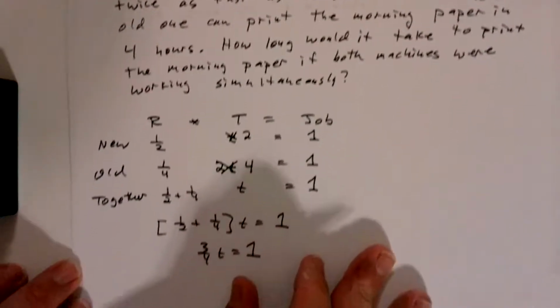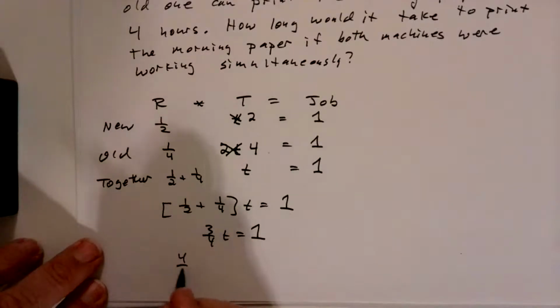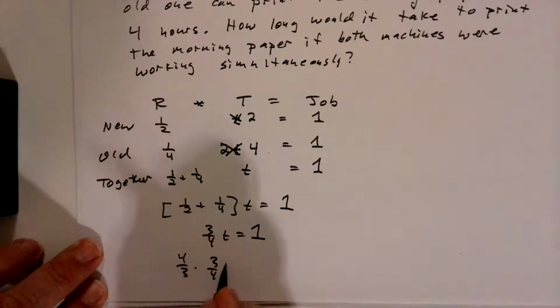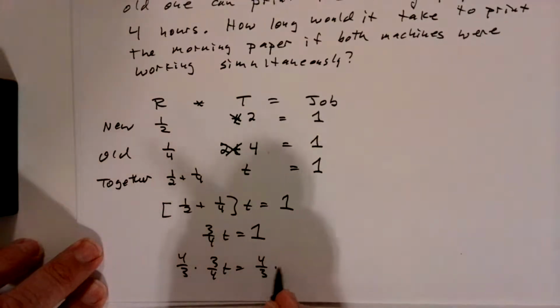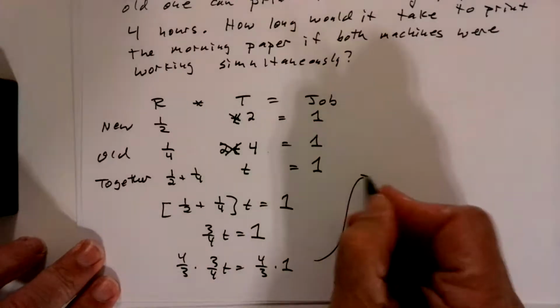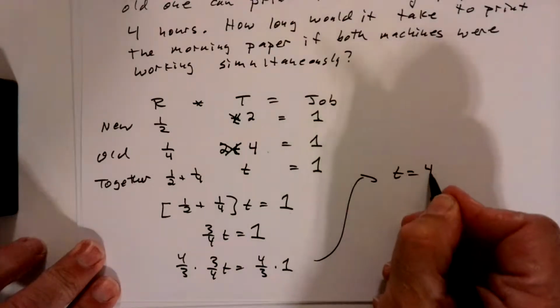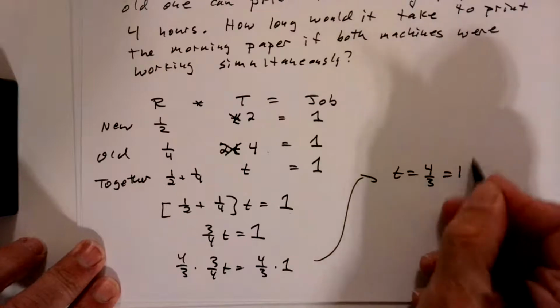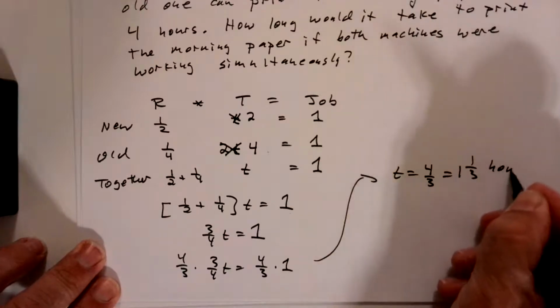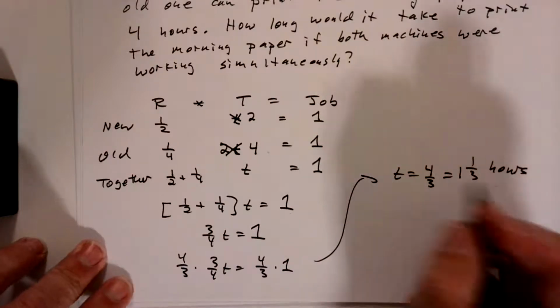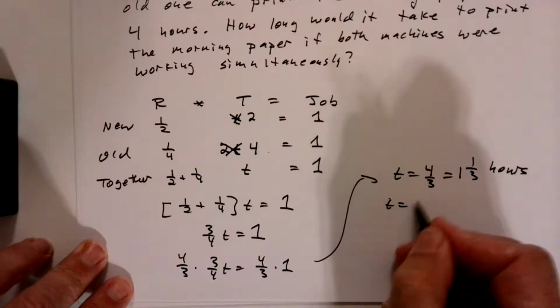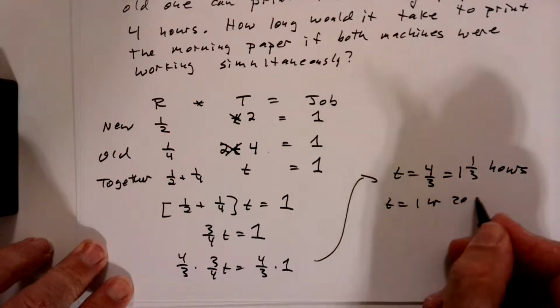3/4 T equals 1. Multiply both sides by the reciprocal. 4/3 times 3/4 T equals 4/3 times 1. T equals 4/3, which is 1 1/3 hours. A third of an hour is what, 20 minutes? So T is 1 hour, 20 minutes.